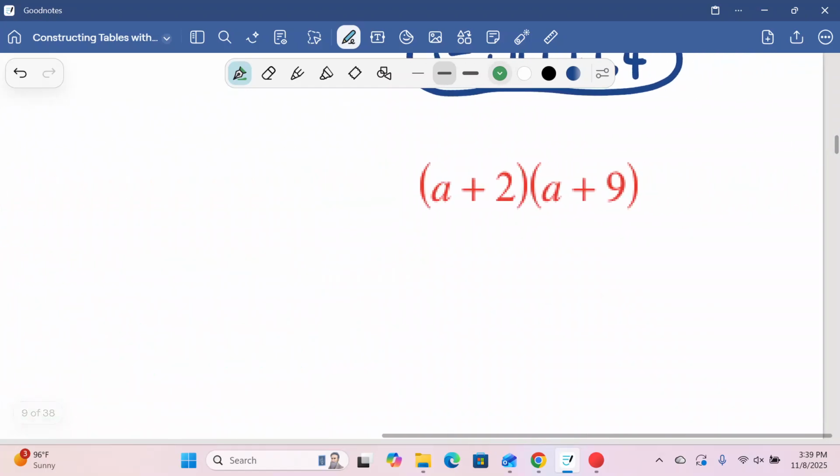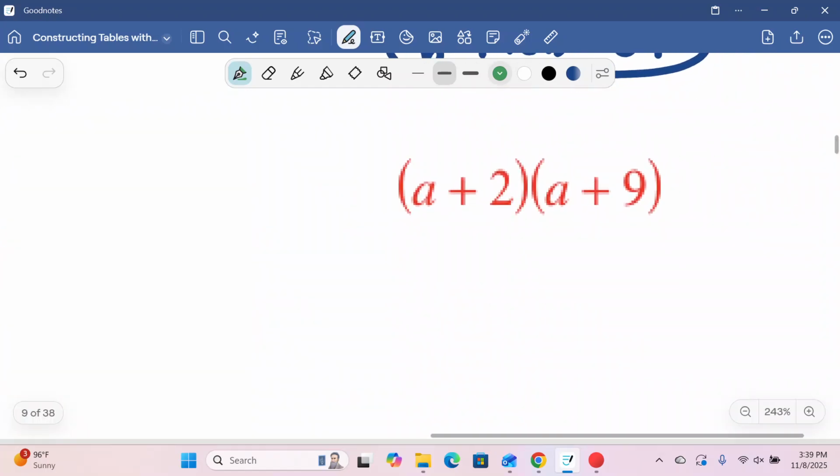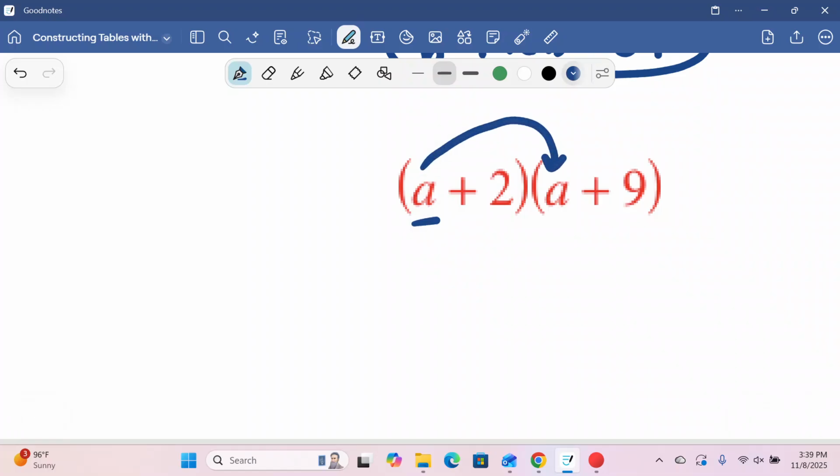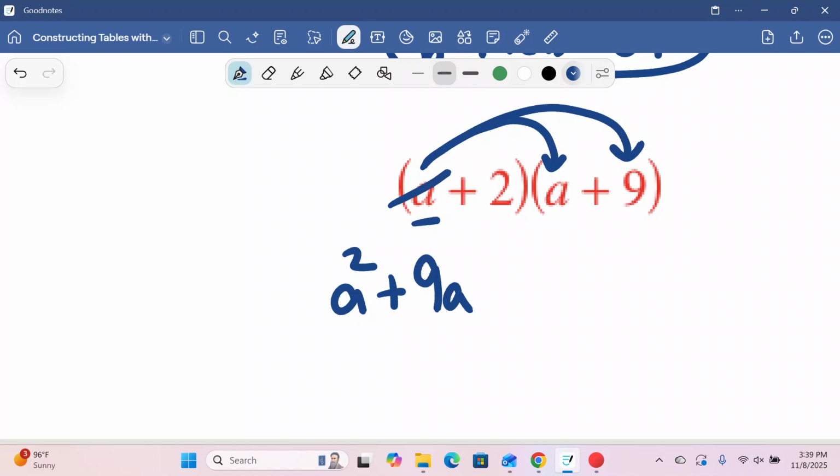The next one is the same exact thing. We are going to start off with the a. We underline it. We're going to distribute a times a, which is going to give us a squared. Going to distribute a times 9, which gives me 9a. I'm done with this, so I like to scratch it out. And then I'm going to underline this, and then I'm going to distribute into each one of those terms.